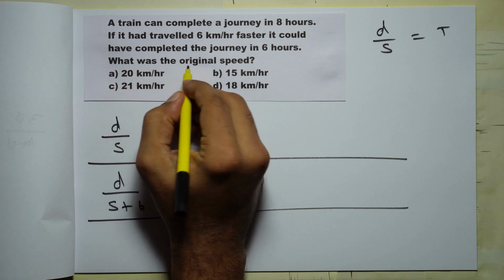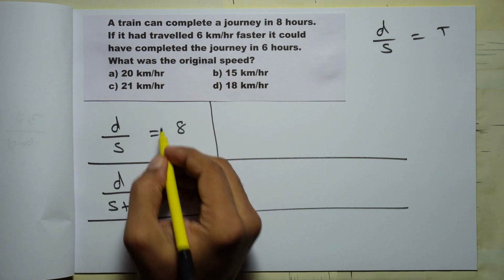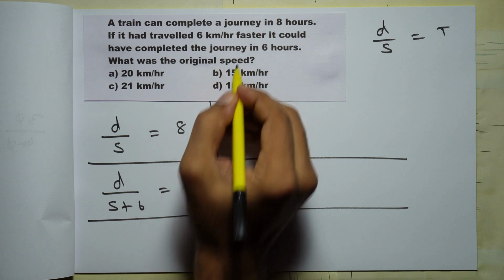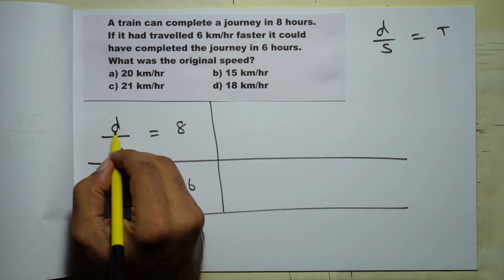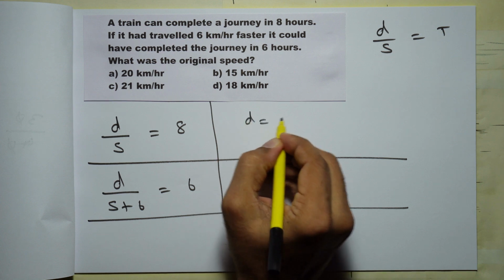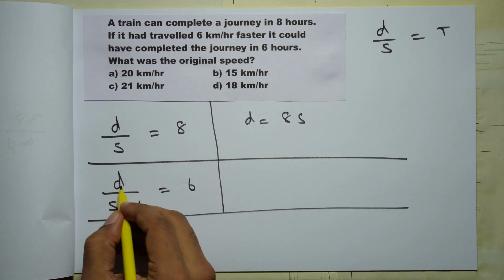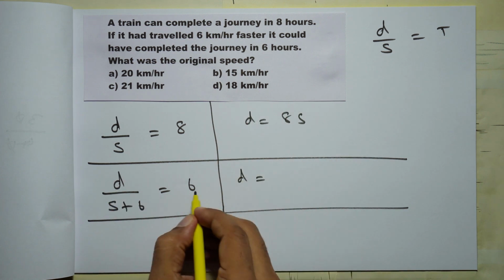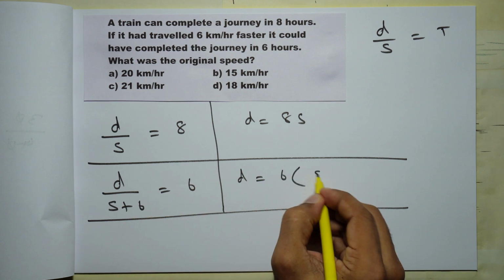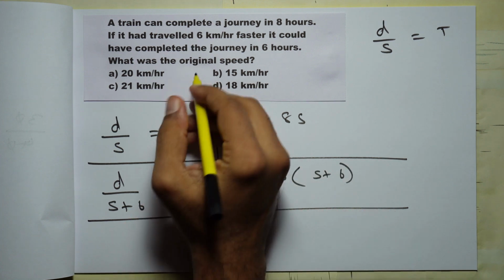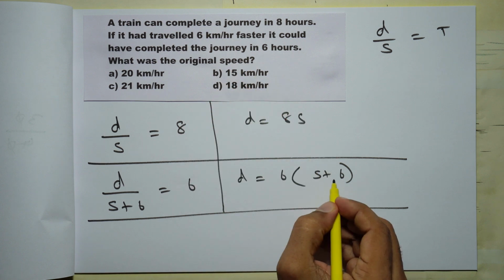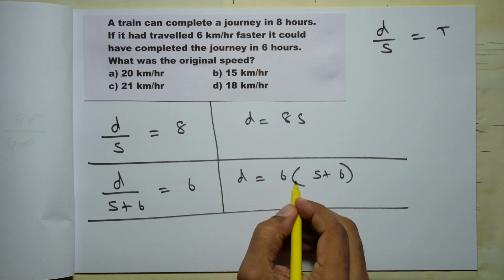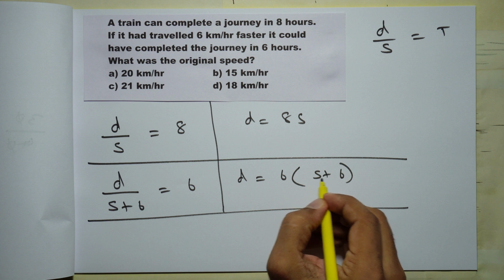Now the question is what was the original speed? Now from these two equations we can calculate the original speed s. Now here d is equal to 8s. Here d is equal to 6 into s plus 6. Now what we need to find out is the original speed s. So we can equate d and we can calculate the value of s.